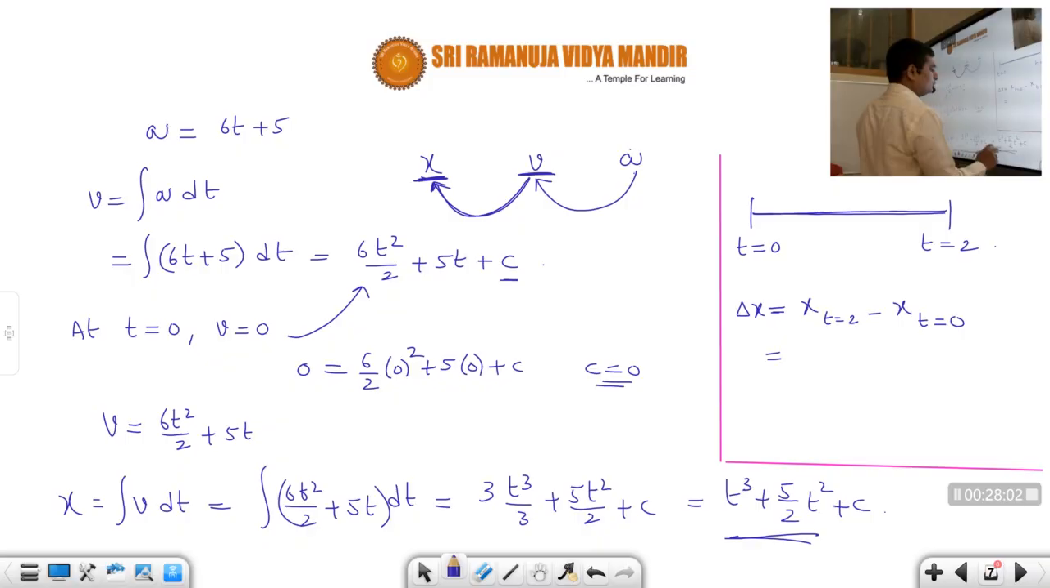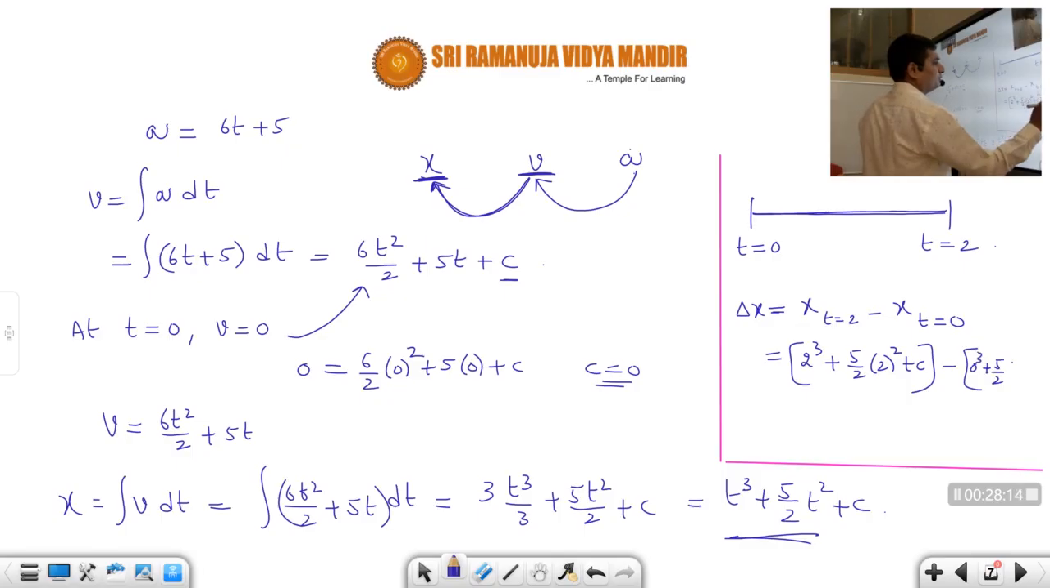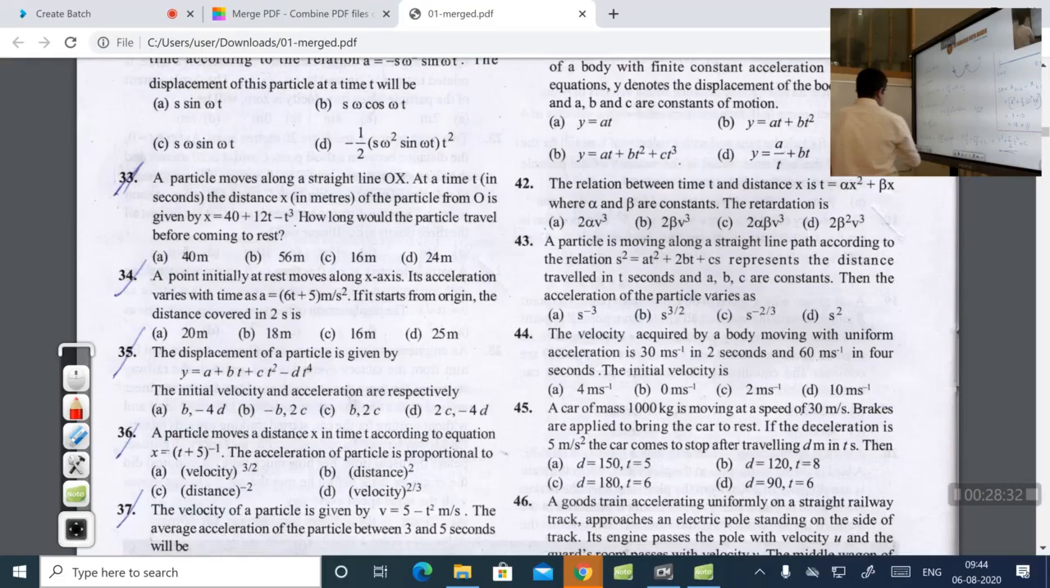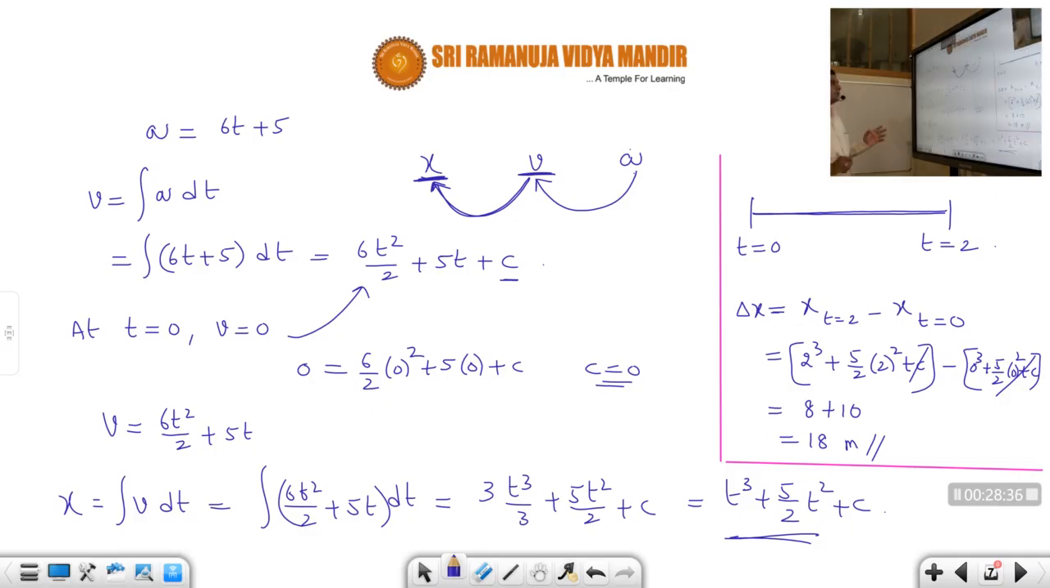So when you substitute t equal to 2, how much, students? 2 cube plus 5 by 2 times 2 square plus c, minus, now substitute here, 0 cube plus 5 by 2 times 0 square plus c. c will get cancelled. So directly this is 8 plus 4 by 2 times 5, which is 10. So that means 18 meters. Okay, students. I hope you understood this one. So B option is the correct one. I hope all of you are understanding this one.